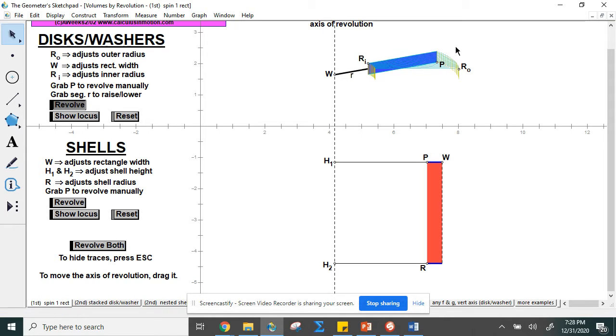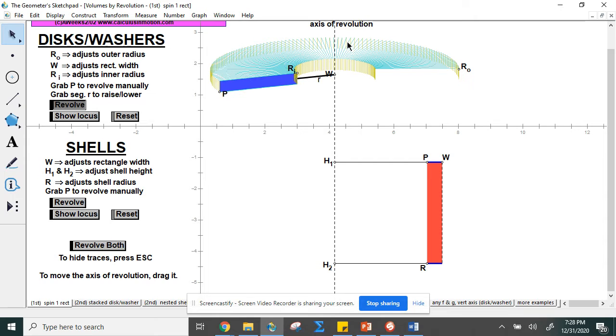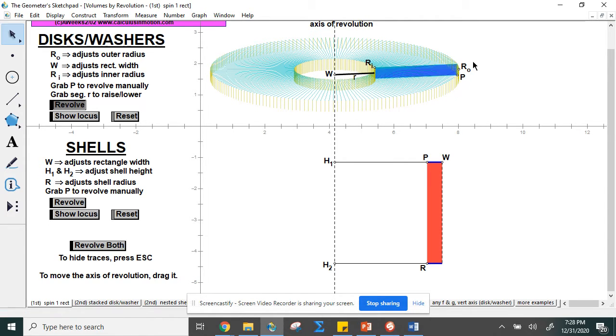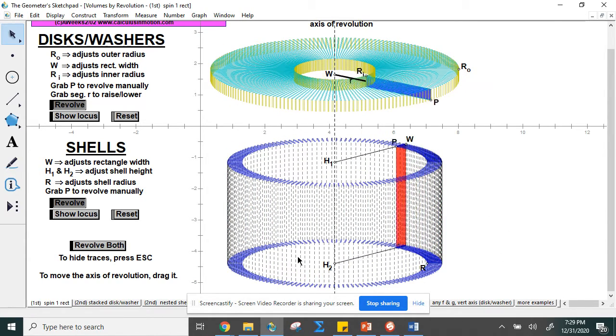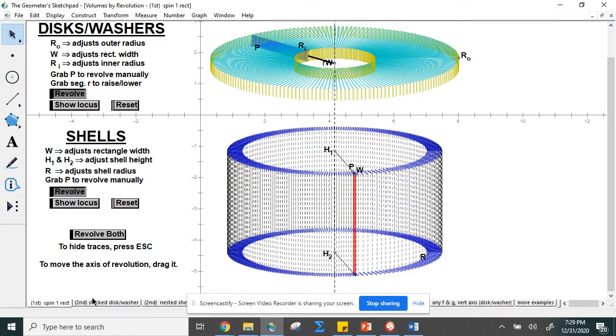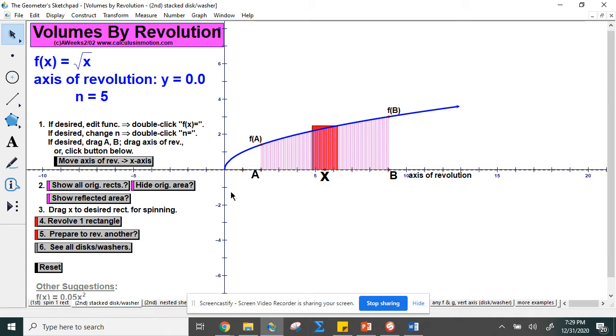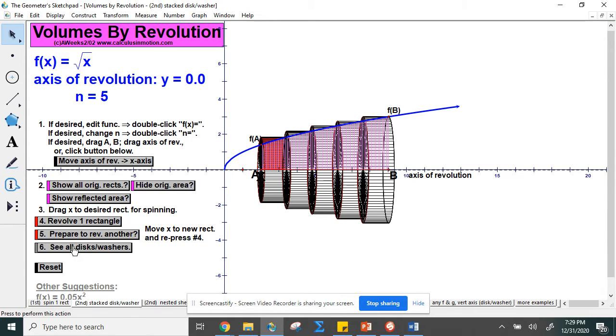Okay, so here we go. If I take a rectangle and revolve it around, in this case, the y-axis, it makes, in this case, a washer. If I revolve a vertical one, it makes a shell, kind of looks like a cylinder. So if I take this function, y equals the square root of x, and I revolve one of the rectangles around the x-axis, it makes what kind of looks like a jet engine to me.